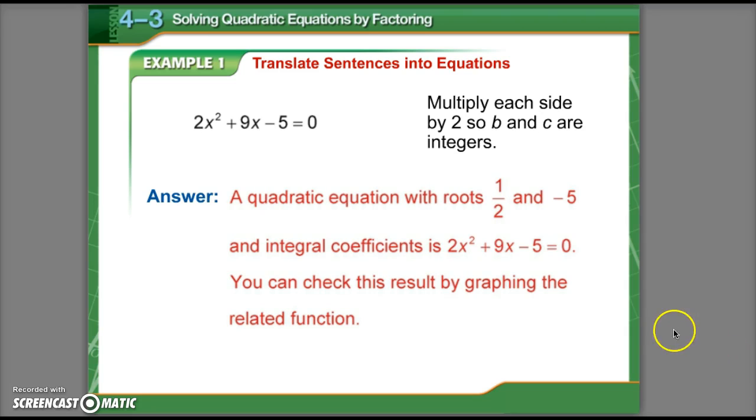So our quadratic equation that has roots of 1/2 and -5 is the equation 2x squared plus 9x minus 5. And again, like always, if you want to check your answer, you can graph that on the calculator and you'll see that it touches the x-axis at x equals 1/2 and x equals -5.